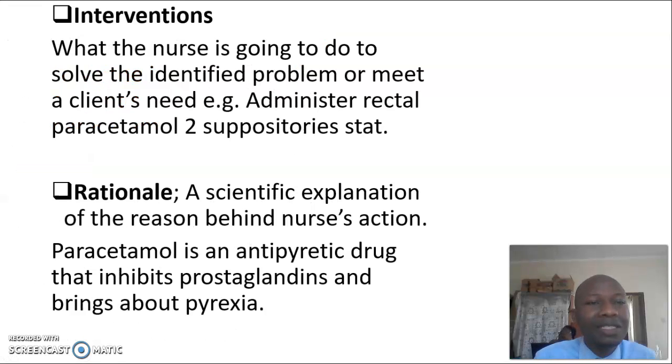Also in planning, we state the interventions. Interventions mean what the nurse is going to do to solve the identified problem or meet a client's need, for example, administer rectal paracetamol suppositories stat. We know that when acetaminophen, paracetamol, is administered, it reduces the temperature back to the normal level, and that will be an intervention that is appropriate to the patient's need.